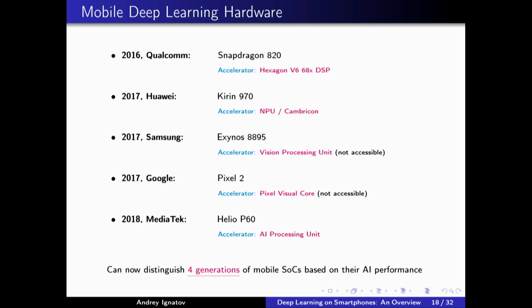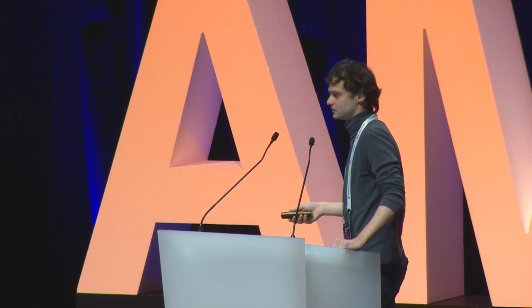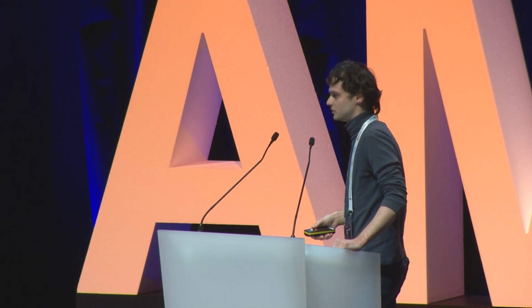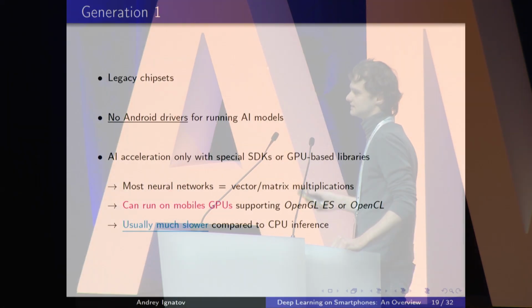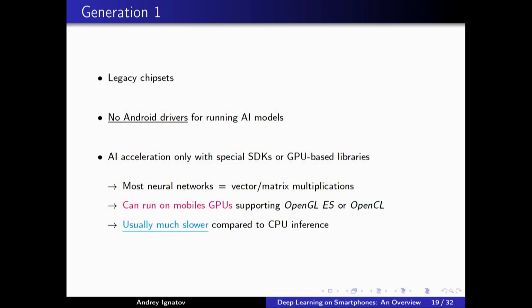So right now we can distinguish 4 generations of mobile SoCs based on their AI performance. The first generation is a broad one. It consists of all legacy chipsets that never got any drivers for running neural networks. But it is still possible to use many of them with some external SDKs or delegates. But in almost all cases, the inference might be even slower than pure CPU inference, but it is still possible to run neural networks on some non-CPU hardware.